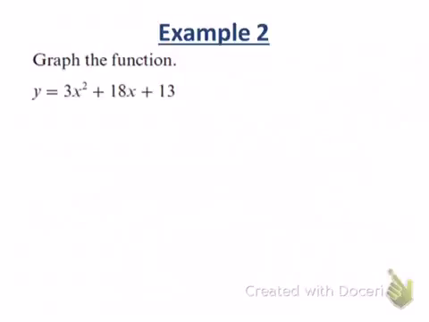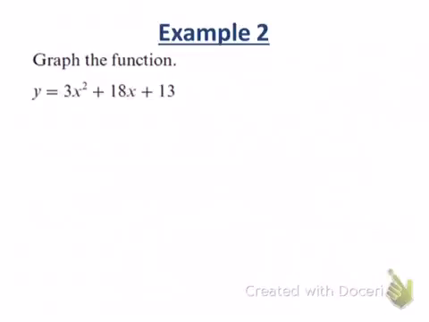Now, here we go. Next one, y equals 3x squared plus 18x plus 13. I want to deal with this one exactly the way we just did the last one. We're going to find the vertex. We're going to find the axis of symmetry. We may find another point using the symmetry of the graph. But let's start off by finding the axis of symmetry and vertex.